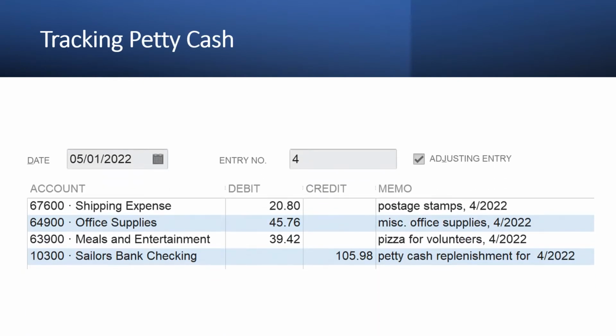Tracking petty cash. Most businesses keep cash around for small expenditures. This is known as petty cash. For example, in QuickBooks, you set up petty cash as a bank account in your chart of accounts. Then, you fund it by transferring money from another account or keeping cash back when you make a deposit. Many businesses track petty cash expenditures at the end of the month with one journal entry.